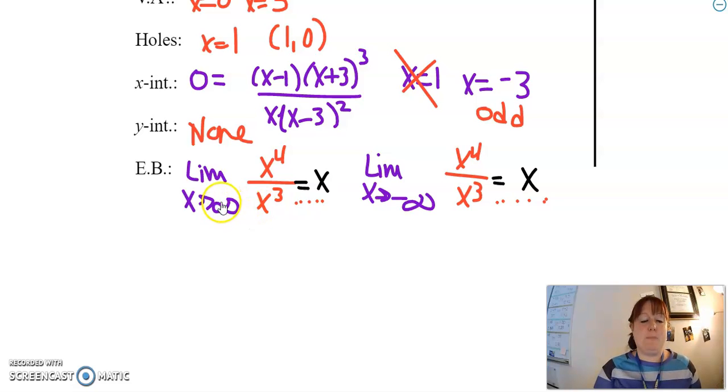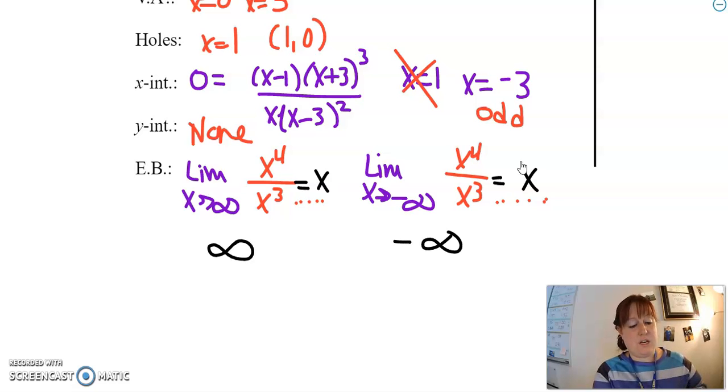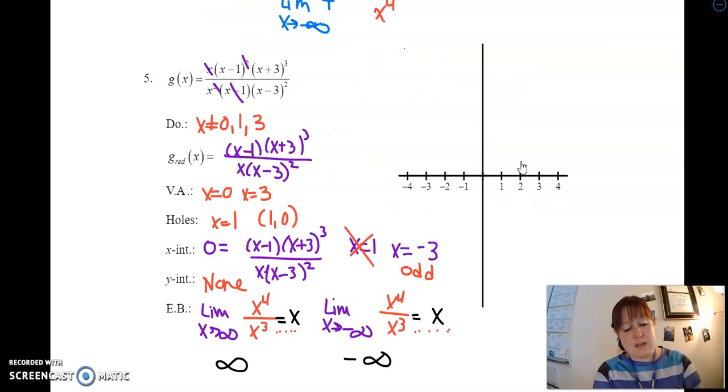What happens when I put a really big number into x? I get a really big number out, don't I? I put in a huge number, I get out a huge number. That's it. It's that simple. If I put in a huge negative number, I get out a huge negative number. So the limit as x approaches infinity of this function is infinity. And as it approaches negative infinity, it's negative infinity. So my end behavior is going to be like this and like this.